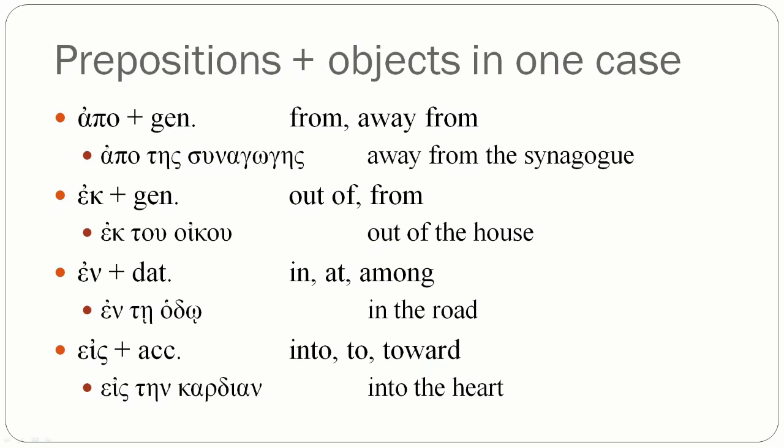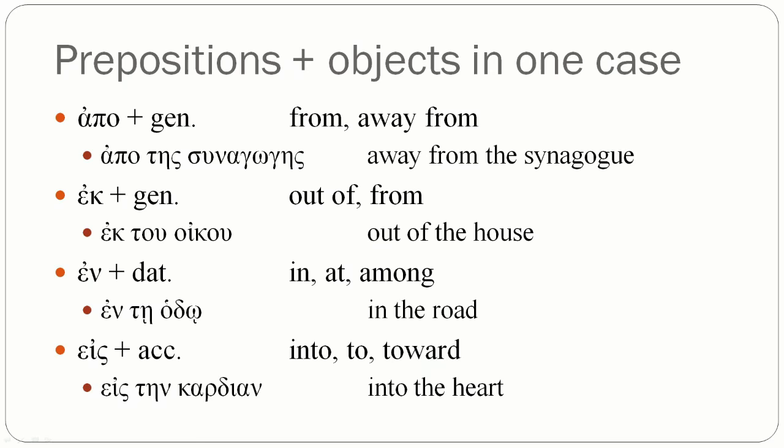But let's look at some of these. I have put in the definite article just to give you a bit more practice in seeing this. So apo always takes a genitive, and this preposition means from or away from. Apo tes synagoges. Tes synagoges is genitive singular, and this word is in your vocabulary for this chapter. It means the synagogue. So apo tes synagoges, away from the synagogue.